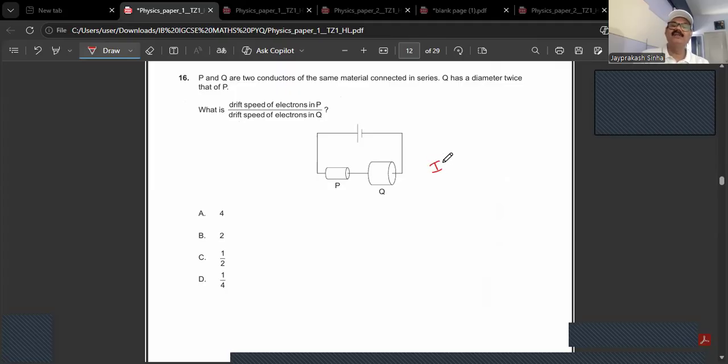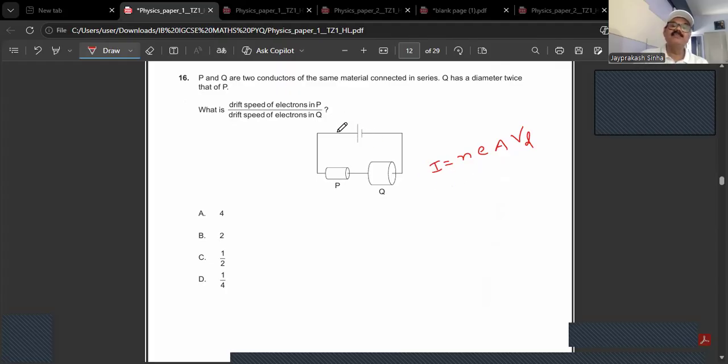So I is equal to, already we know, n e A v_d, where n is the number density of electrons, meaning number of electrons per unit volume. What is e? e is the charge on one electron. What is A? A is the area of cross section of the conductor. And what is v_d? v_d is the drift velocity.